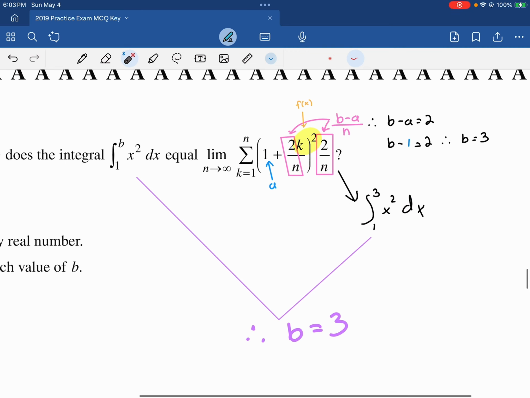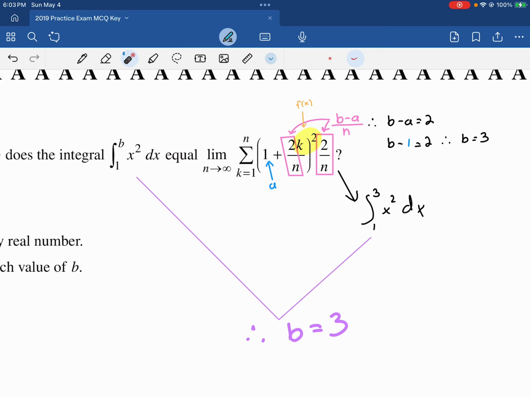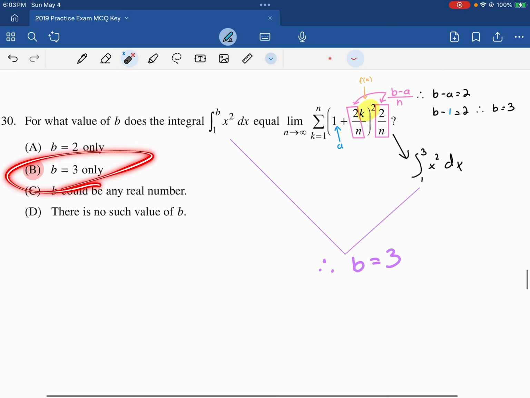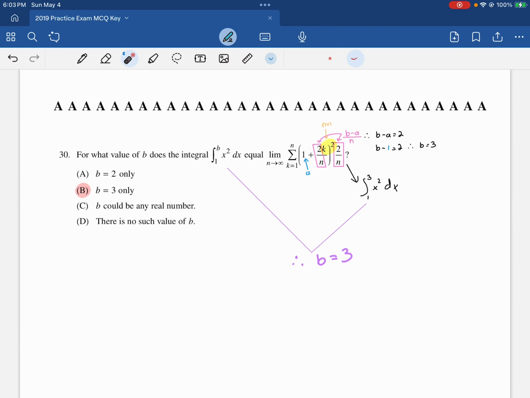And so they're just asking, hey, what does b gotta be? You can really see the symmetry here. B's gotta be 3. My upper bounds have to match here. You choose b equals 3 only. That could be a very difficult problem if you see this and get a bit scared, but I hope us talking about this one will help you be a bit more prepared to approach a problem like this.